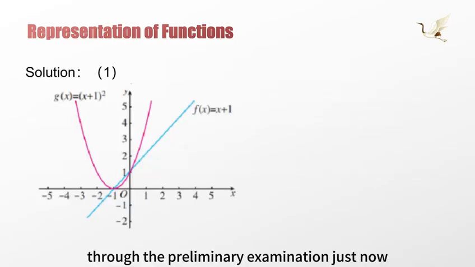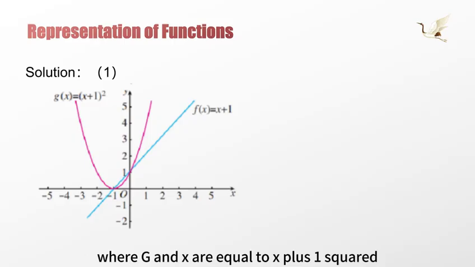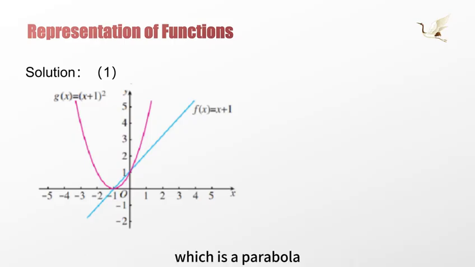Through the preliminary examination just now, we can obtain the graphs of f(x) and g(x), where g(x) is equal to (x+1) squared, which is a parabola. Therefore, f(x) is a straight line. These are graphs of two functions that we are familiar with, which can be easily drawn.